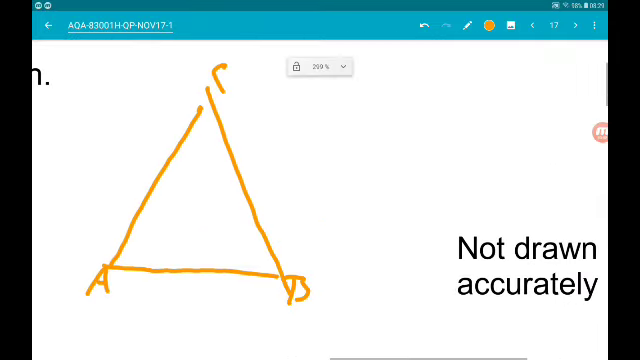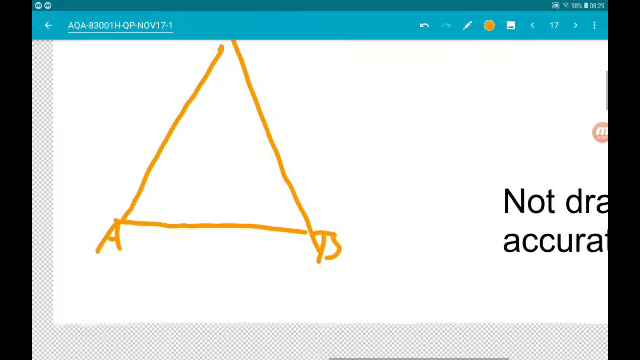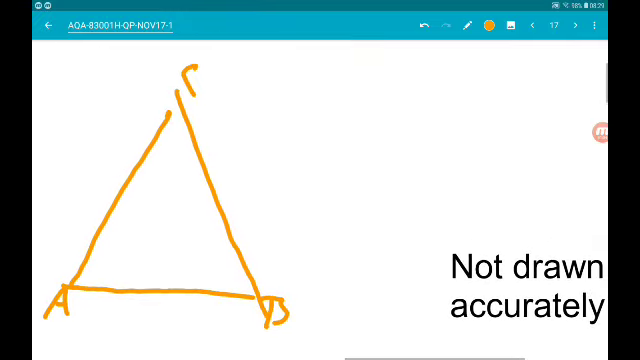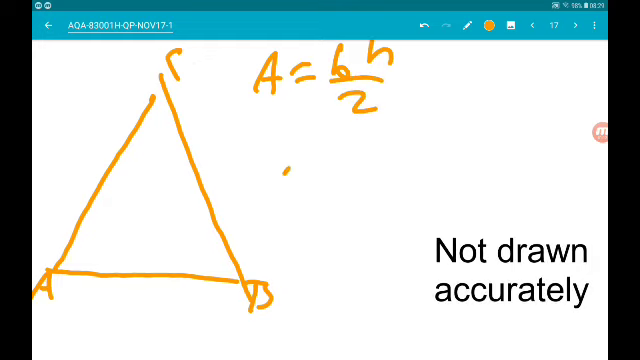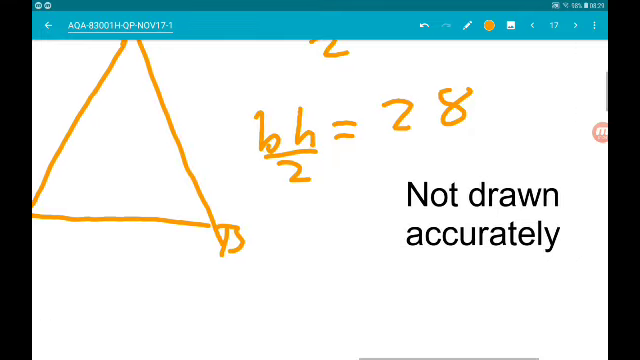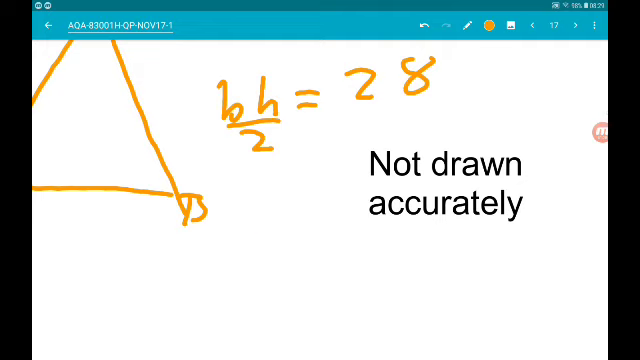So we know that the area is 28 square units. Now, area of a triangle is base times height over 2. So here we know base times height over 2 is 28. If we multiply by 2, then we get base times height is 56.